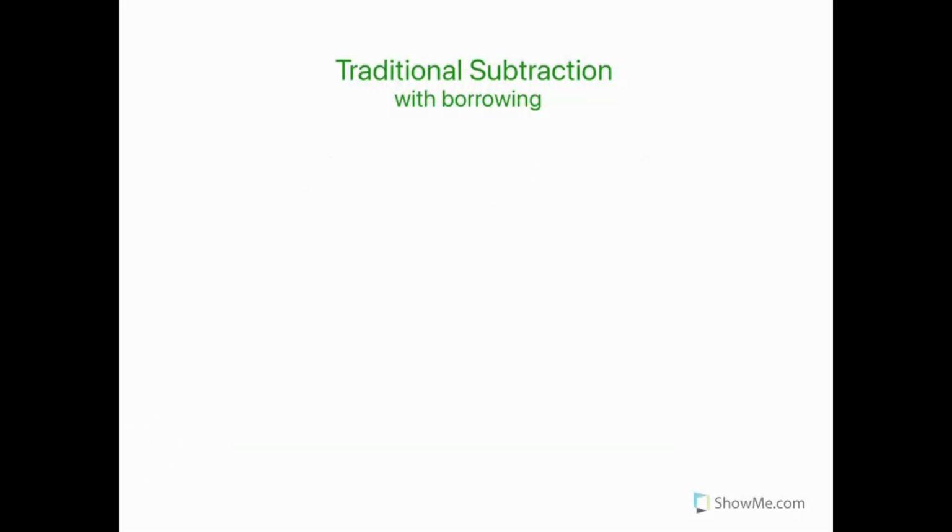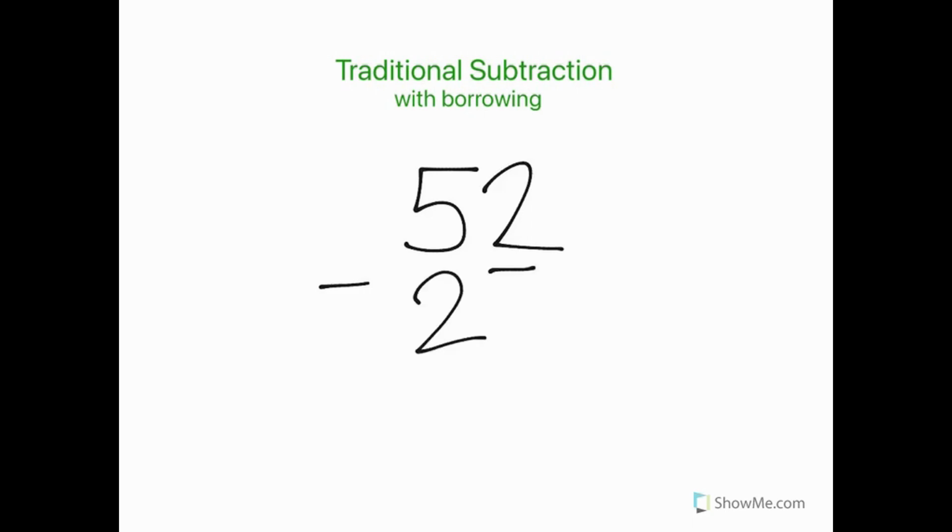Now let's talk about traditional subtraction with borrowing. So we're going to stack the numbers the same way we did with the traditional addition video. If you didn't watch that video yet, please go back and watch it. First, we're going to start with a double-digit number. So let's start with 52 minus 27.